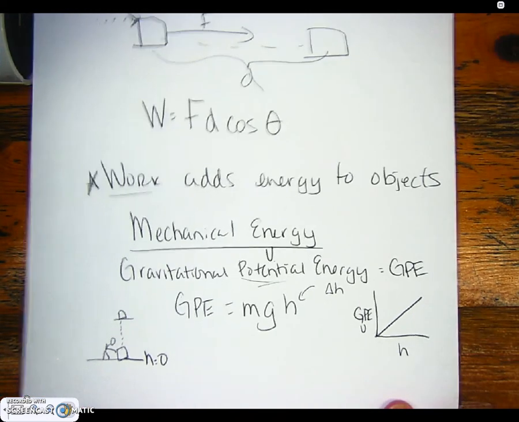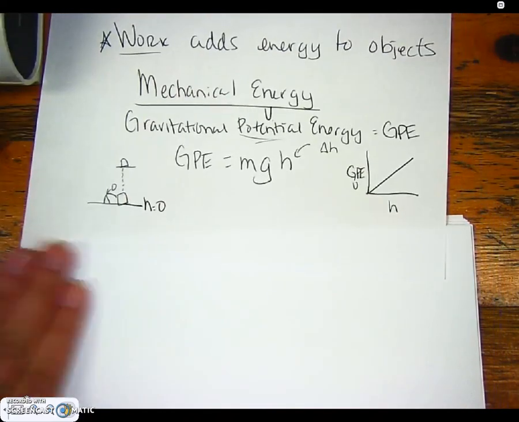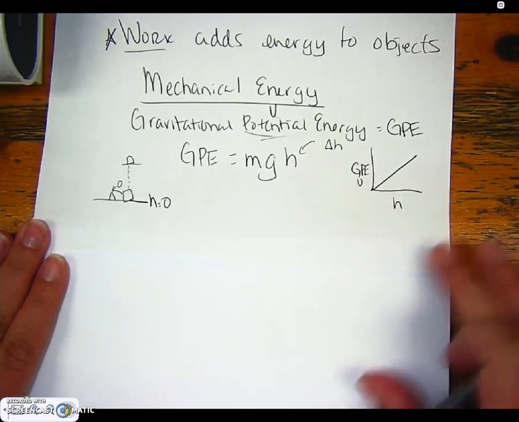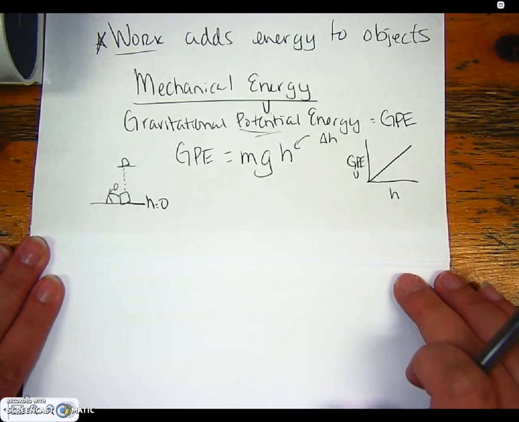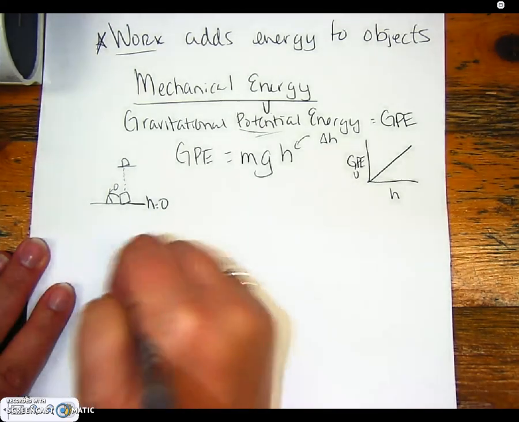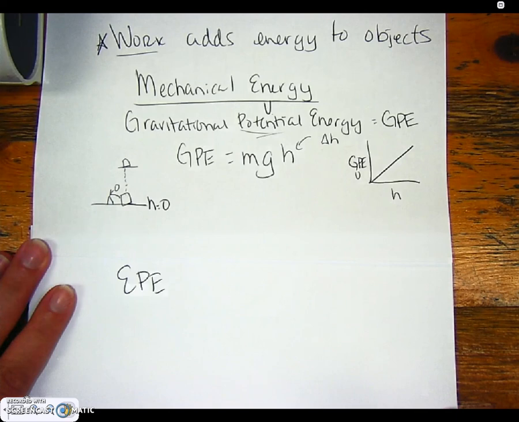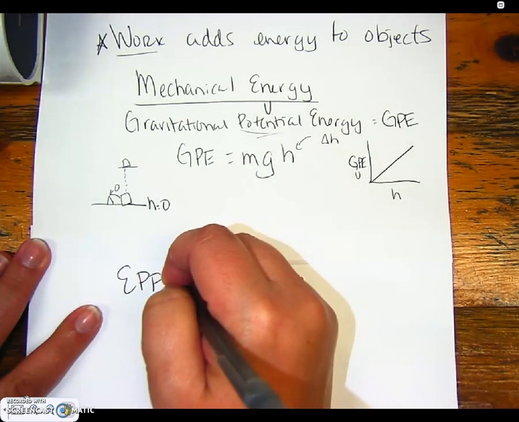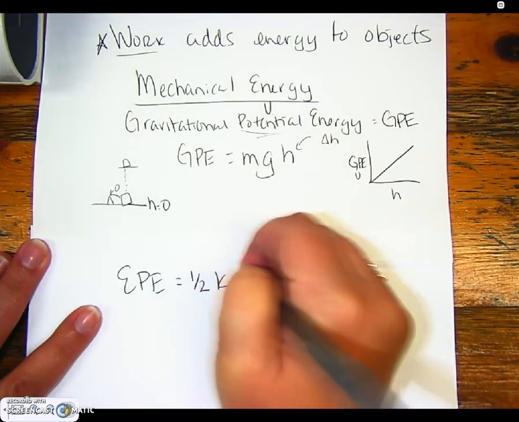Now, we also have another type of stored energy, and this type of stored energy relates to things that are elastic, so springs, and anything that has any sort of elastic property. Springs are the easiest to quantify, so they're typically the ones that we look at when we deal with elastic potential energy, but anything with an elastic property is going to have elastic potential energy. So elastic potential energy is equal to 1/2 kx squared.